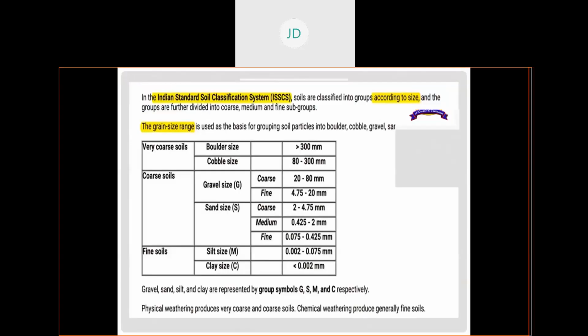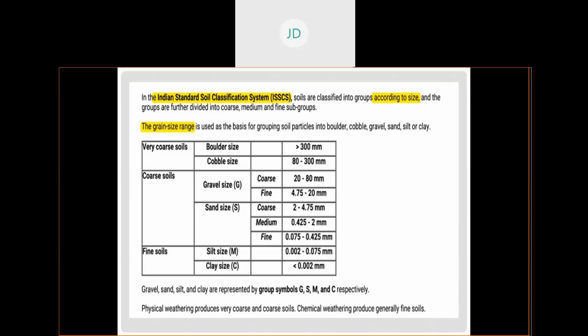In the last class we discussed the Indian Standard soil classification system. There are mainly two types of soil that we consider: fine grained soil and coarse grained soil, and very coarse grained soil also. Under fine grained soil we have two types: silty soil and clay soil. Under coarse grained soil we have sand and gravel.